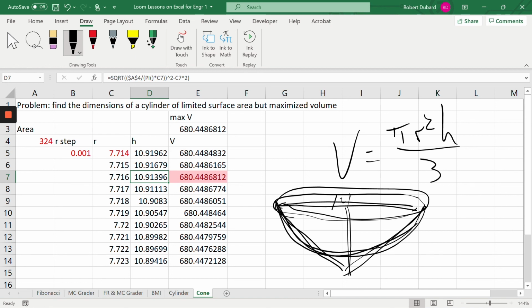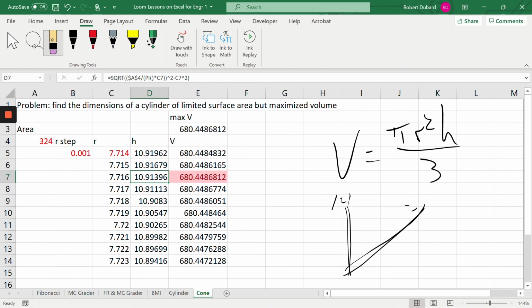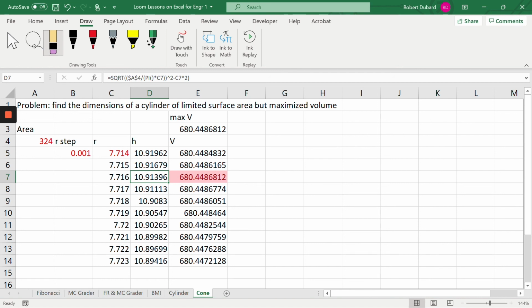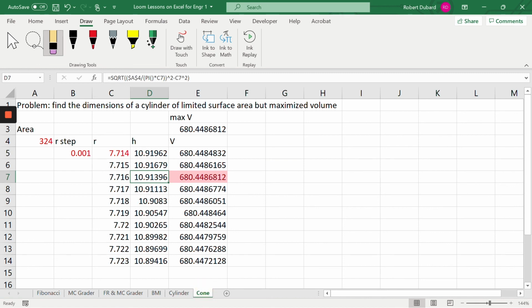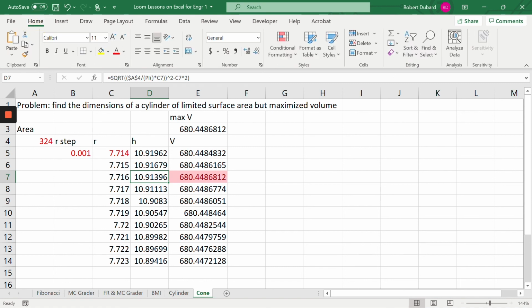So not a lot of surprise there that the cone actually is better, even though it has that 3 in the denominator, because you're talking about a much larger radius and the height as well as compared to the cylinder. So that's pretty cool. All right, so that is a mathematical engineering problem solved using Excel.